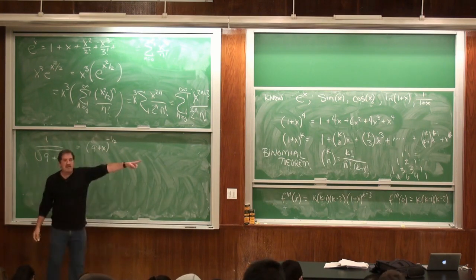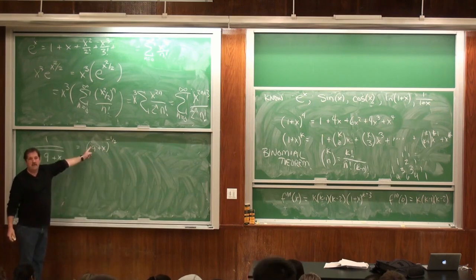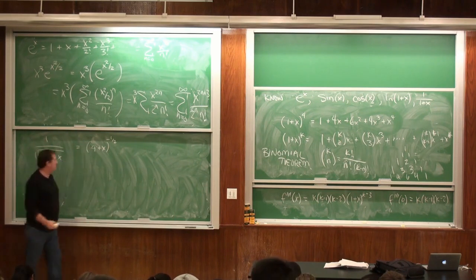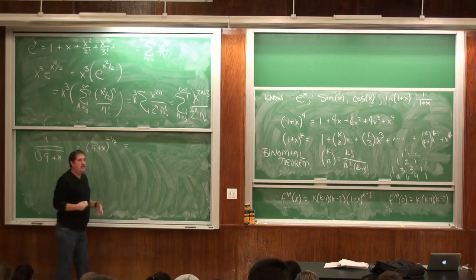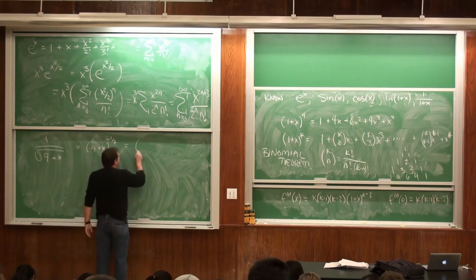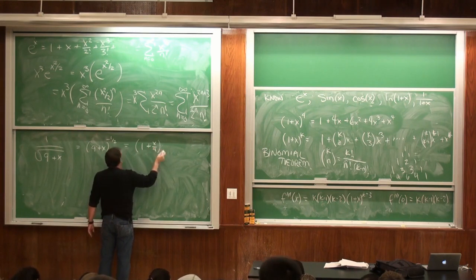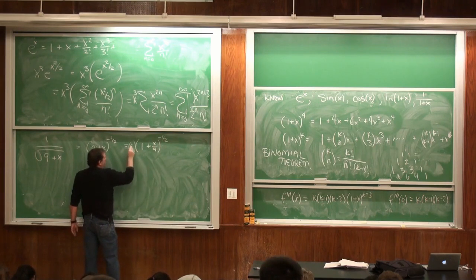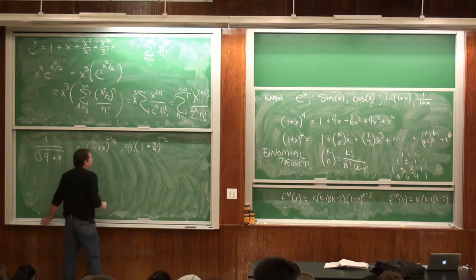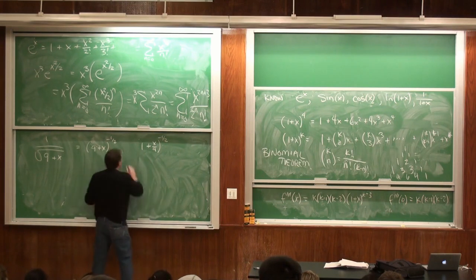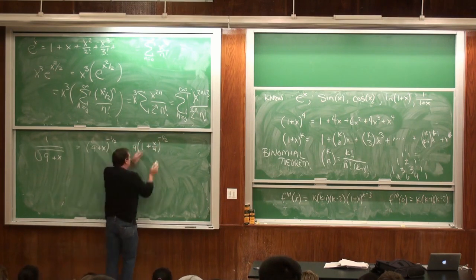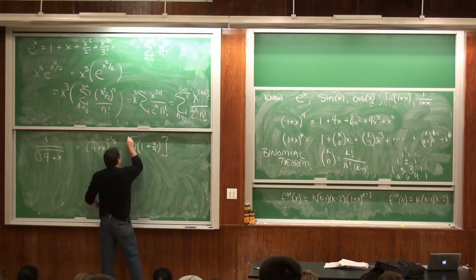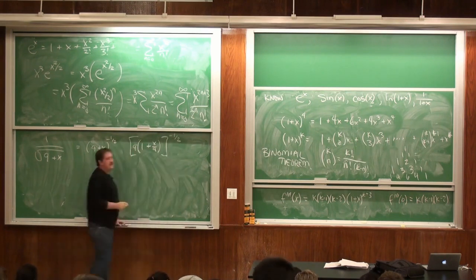Well, this is still not the same as that. I need a 1 there. But to get a 1 there, no problem. I can just divide by 9. The same kind of trick we do when we were doing trig substitutions. So I can make this (1 + x/9) to the -1/2. But then I have a 9. Let me leave it inside for a minute. So now this is getting closer.